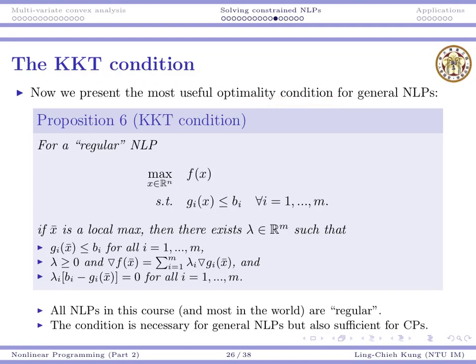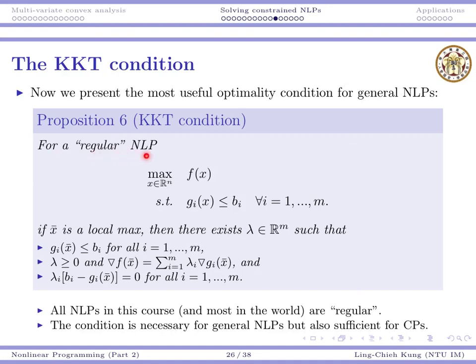That means for any nonlinear program with constraints or without constraints, any optimal solution must satisfy this optimality condition. Okay, this is a necessary condition. Or we may also show that if the problem is a convex program, then this is also sufficient. So let's read the statements regularly.